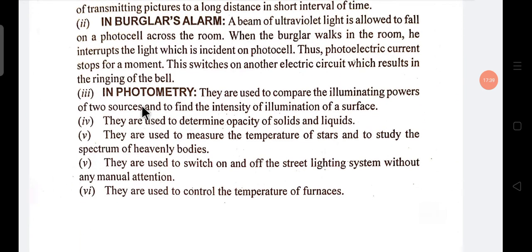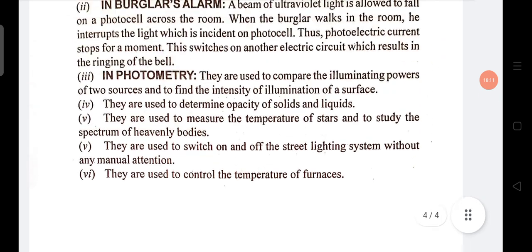The next one is photometry. Photocells are used to compare the illumination power of two sources and to find the intensity of illumination of a surface. They are also used to determine the opacity of solids and liquids. They are used to measure the temperature of stars and study the spectrum of heavenly bodies, and so on; the applications go on.